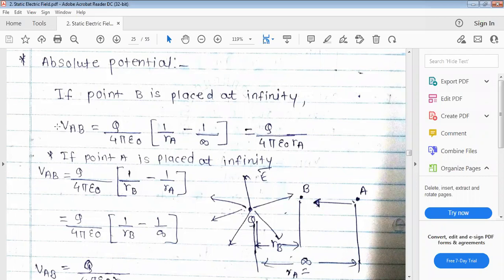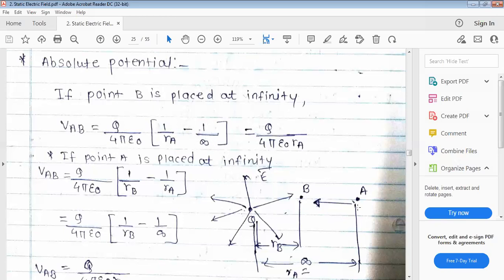So actually the equation for potential difference is given as VAB is equal to Q upon 4 pi epsilon 0 into bracket 1 upon RA minus 1 upon RB.